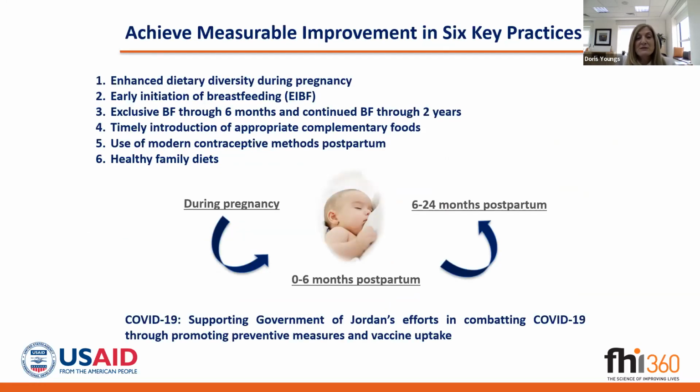The project aims at showing measurable improvements in 6 key practices. We focus on enhancing dietary diversity during pregnancy, early initiation of breastfeeding, exclusive breastfeeding through 6 months and then continuing through 2 years, the timely introduction of appropriate complementary foods, use of modern contraceptive methods postpartum, and healthy family diets. The time frame that we're looking at starts at pregnancy all the way to 24 months postpartum.